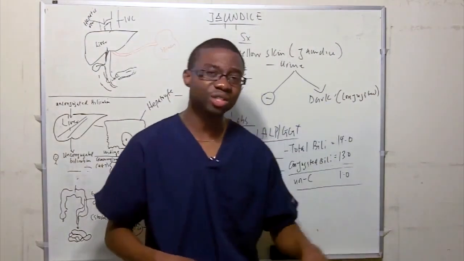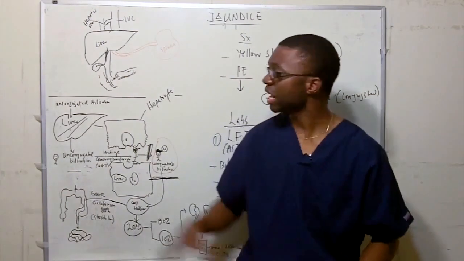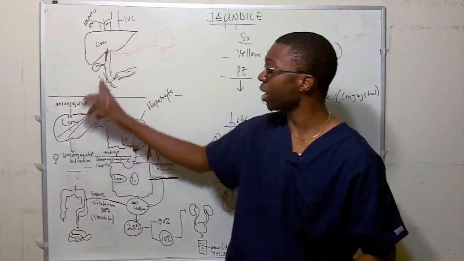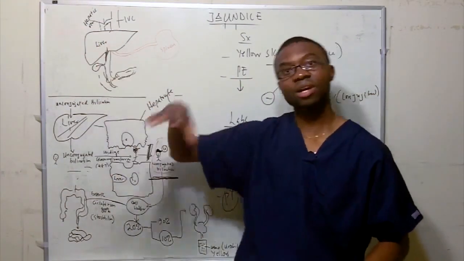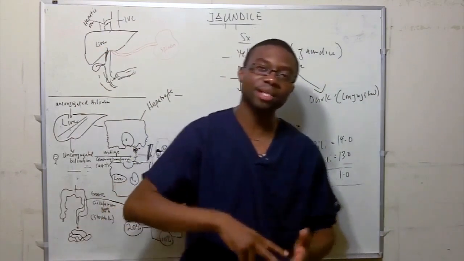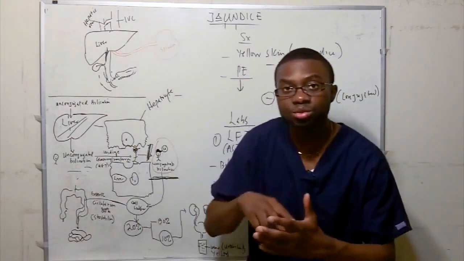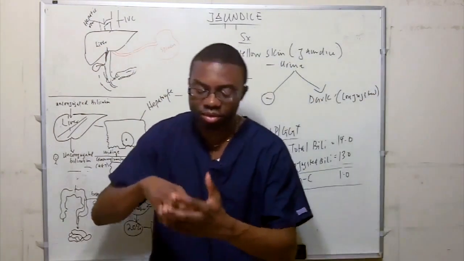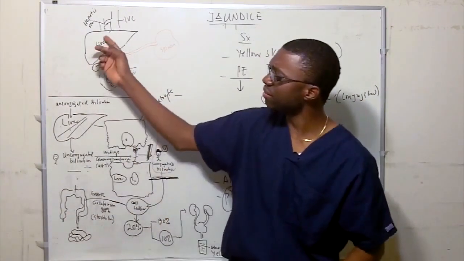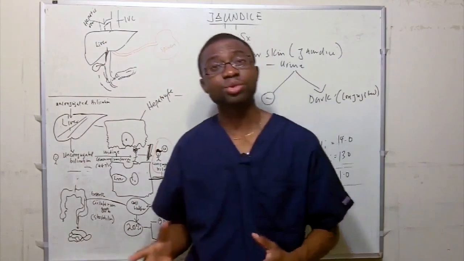Okay, if it's conjugated, on the other side of things, it could be an intrahepatic problem or extrahepatic. If it's inside the liver, all those little things I talked about, PBC, PSC, autoimmune antibodies binding to your liver, cirrhosis, also liver damage from drugs.